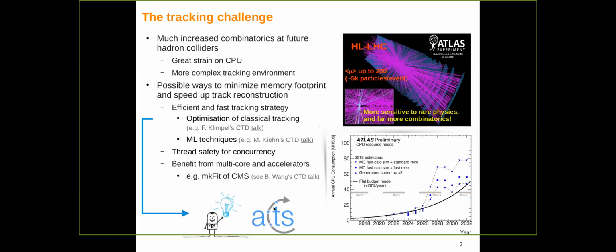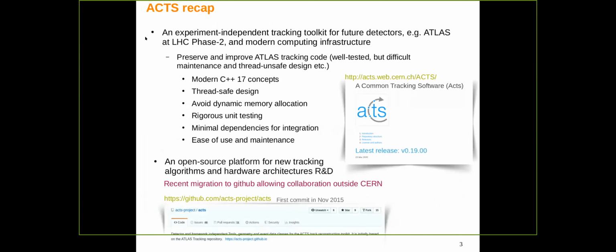Next slide. Okay, some reminder of ACTS. It's basically a tracking toolkit on top of modern computing architecture, written in C++17. It's designed to be experiment independent, but targeting future hadron colliders such as ATLAS Run 4. Some history is that it's based on the ATLAS tracking code.